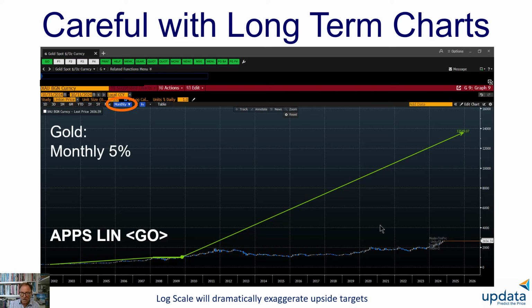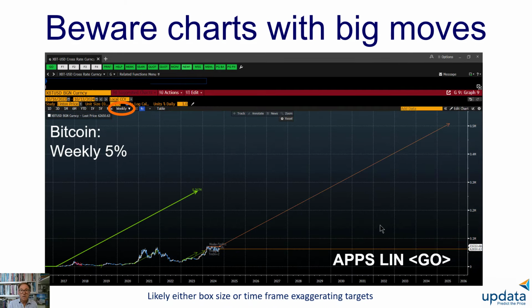The near side targets will always be met first. So log scale can dramatically outchop them. And beware charts with big moves. So here we see Bitcoin. Again, this is a weekly chart. We've had very big moves on log scale from near zero to 50,000. That's projecting to 500,000 in 2035.